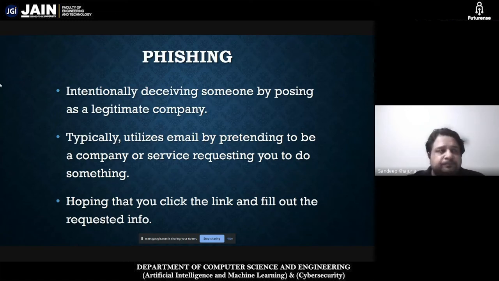Okay. So why do you think this phishing happens, or how does it happen? It can be intentional or unintentional. Intentionally deceiving someone by posing as a legitimate company or a person. So normally they try to deceive you by posing as a company.